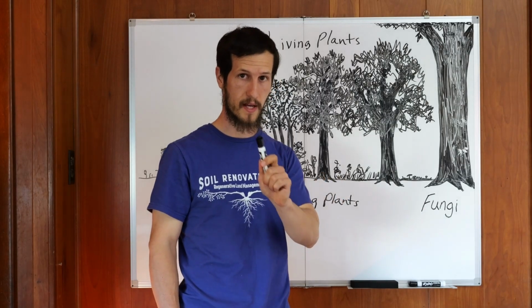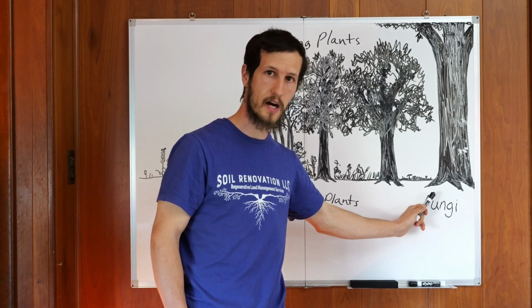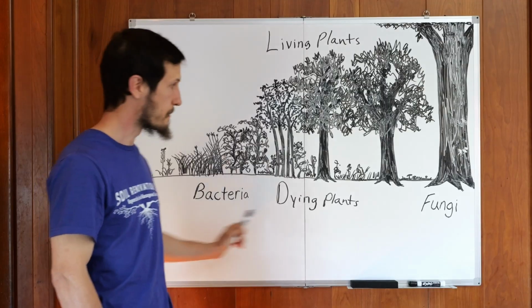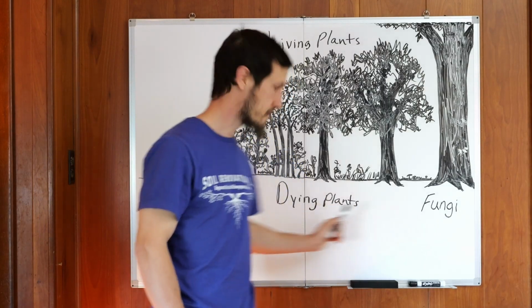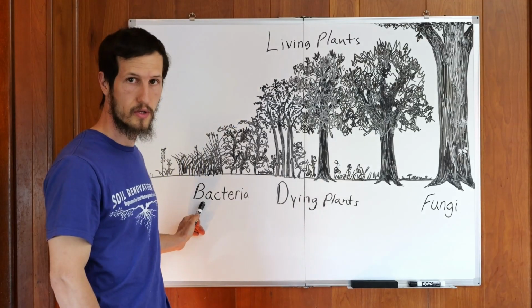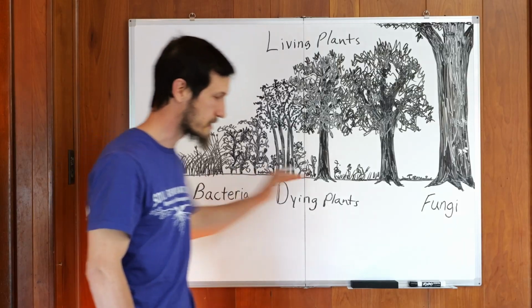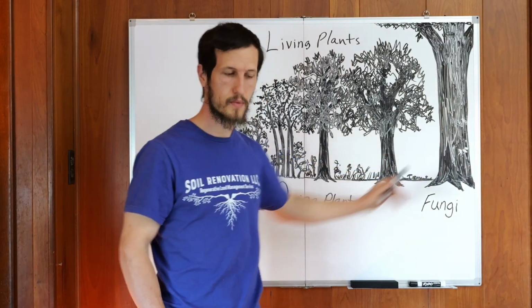Now, I want to make this clear. There is more bacteria at this higher stage than there is at the lower stage. But there's even more fungi at this high stage than there is in the low stage. So it's an increase in life, an increase in biodiversity, and an increase in energy in the system.